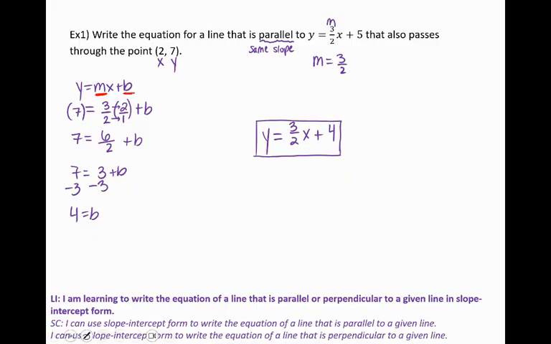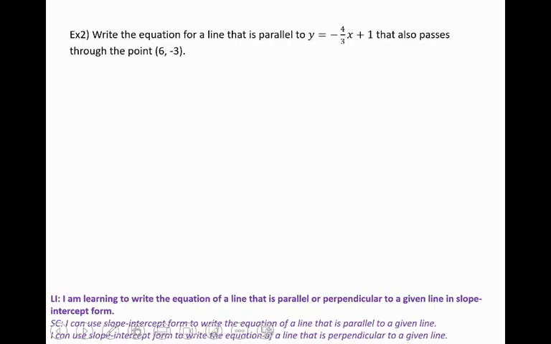Perfect. On to the next one. Example 2, write the equation of the line that is parallel to negative 4/3 x plus 1 that also passes through the point. So one more time, this is parallel, which means same slope.